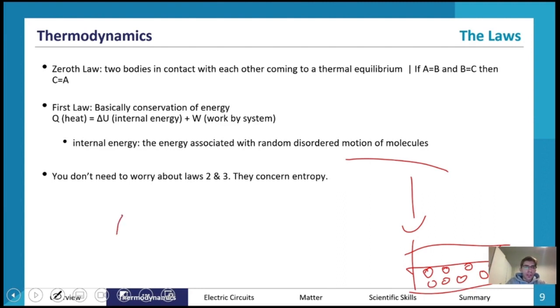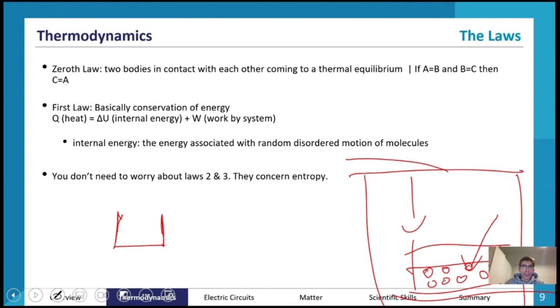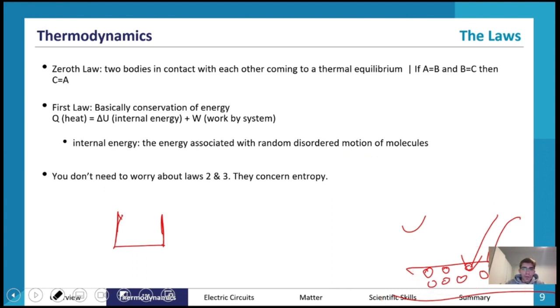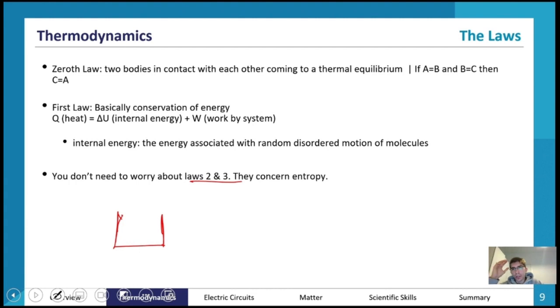Now think about another example. So that's the first law, stating that the total energy of the system is whatever the internal energy of the water is, plus work which is done by the system. So whatever additional energy we input into the pot of water, for example heating it up, that's the first law, the law of conservation of energy. The second and third laws discuss entropy a bit more, and we're not going to cover that now.